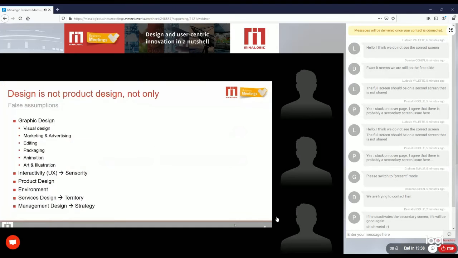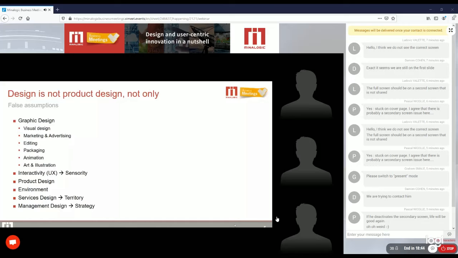Here you go. Okay, so design is not only product design. We have a large view of the typology of what design can do, especially and the most common approach is graphic design, like visual design, marketing and advertising, editing, packaging, animation, and art and illustration. You have, of course, interactivity and user experience, which lead to new approaches with sensory features like haptics, like sound design.